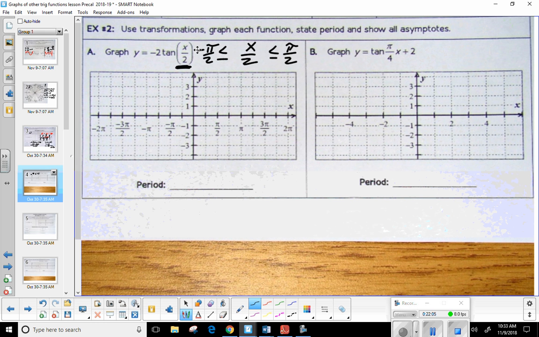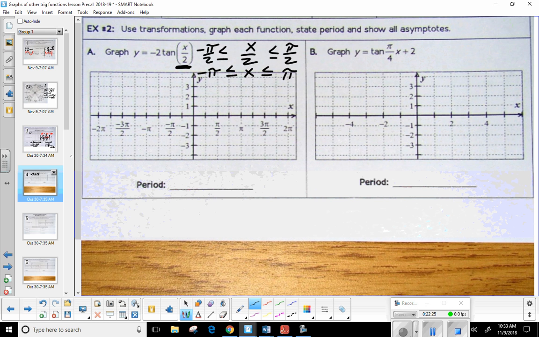All right, so now how would I solve this for x? Yeah, just multiply through by 2. So it looks like I'm going to get negative pi less than or equal to x, which is less than or equal to pi. Okay, so there's my compound inequality. We're going to come back to him in just a second.